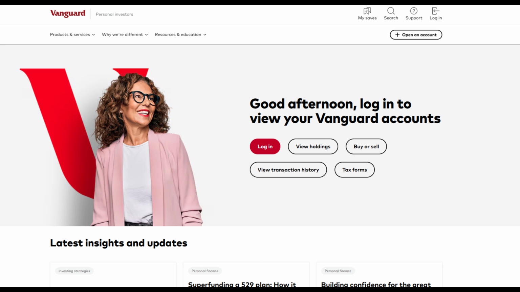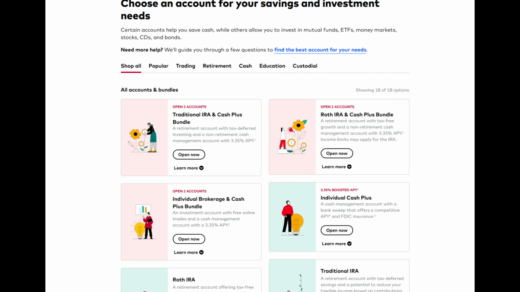Step 1 is creating your Vanguard account. On the Vanguard homepage, click Open an Account. You'll be asked what type of account you'd like to open. The most common choice is the individual brokerage account. This is a regular investment account. There are no contribution limits and no retirement restrictions.